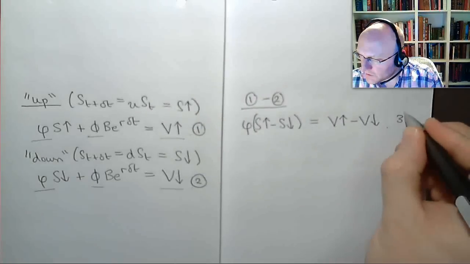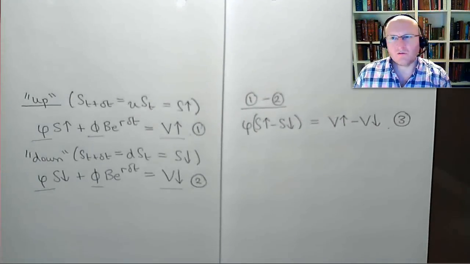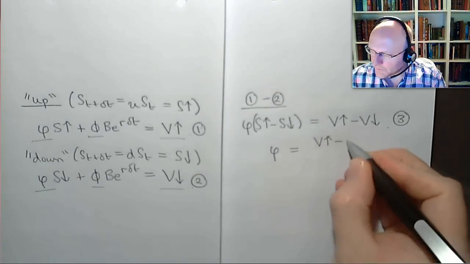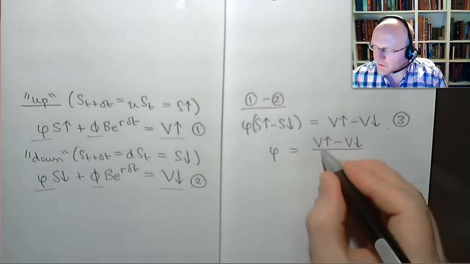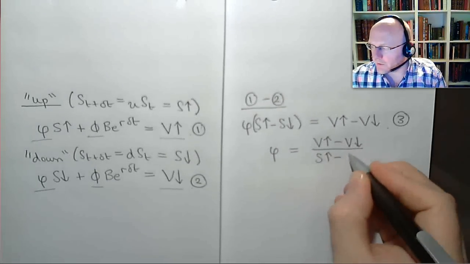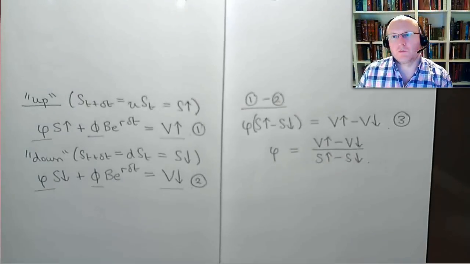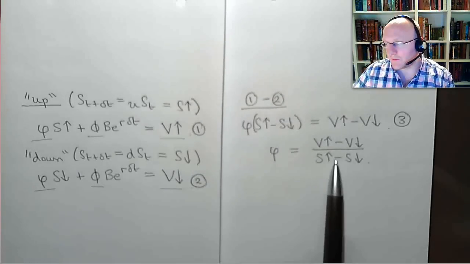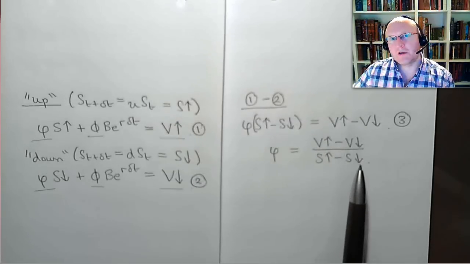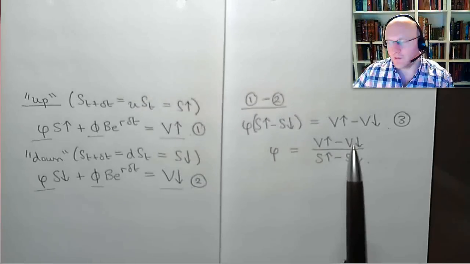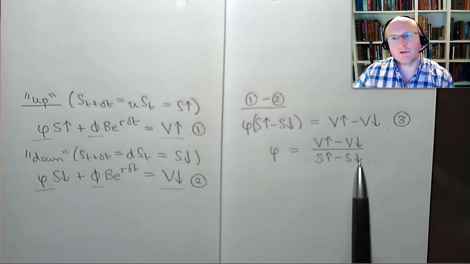So I'm going to call this equation 3, and we can note straight away by rearranging equation 3 that our stock position should be the difference between the possible future option prices divided by the difference between the future stock prices. Now, for those of you who've already looked into the Black-Scholes proof and the definitions of the Greeks, you'll recognize this straight away as being an approximation to the delta of the option, because we've got a change in option value with respect to a change in the underlying stock value.